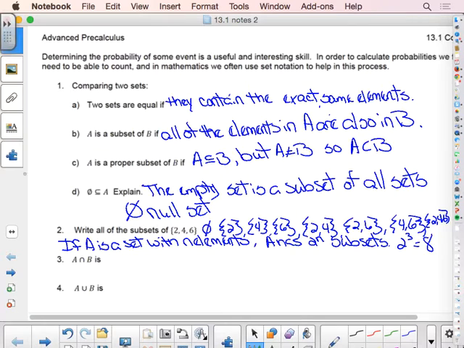A with an upside down U is the intersection. So A intersect B. This is the intersection of A and B. That is those elements contained in both sets.